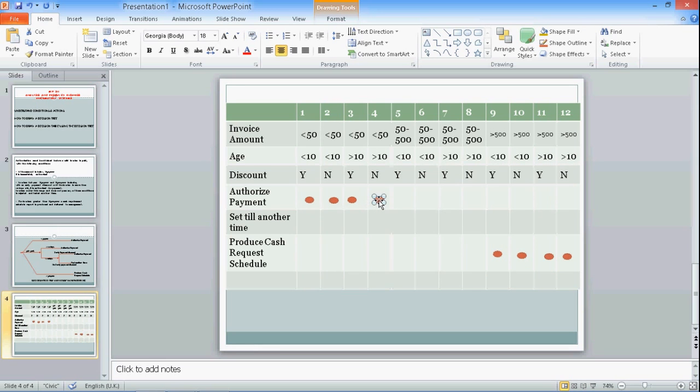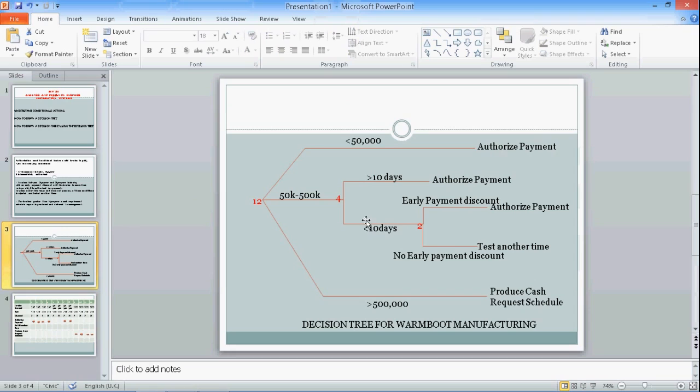Greater than 10 days, what do we do? We authorize payment. Then the second one is greater than 10 days, what do we do? We authorize payment. Now when it is less than 10 days, what do we do? Then we have to further test, are we entitled to an early payment discount or not.